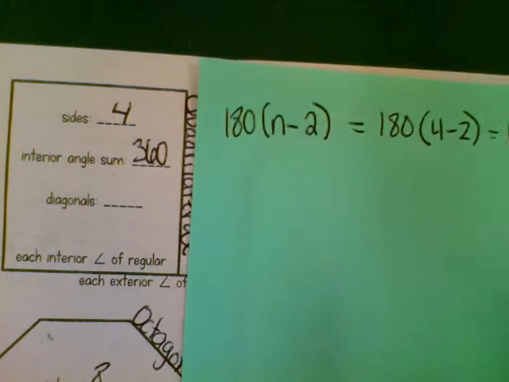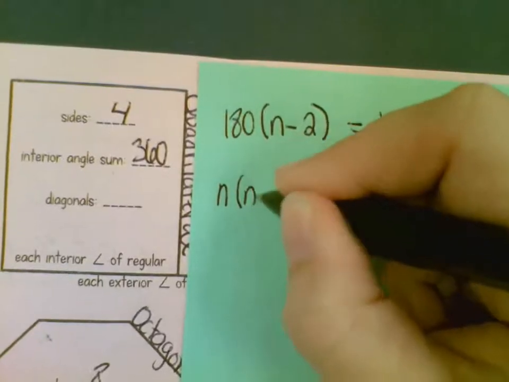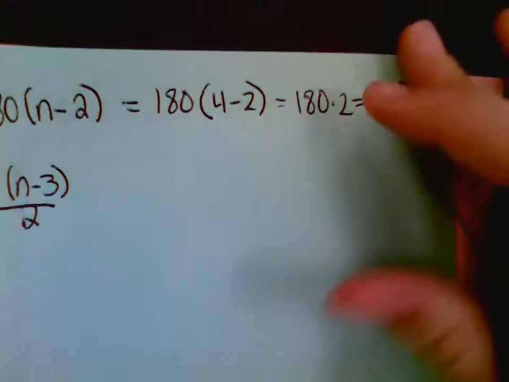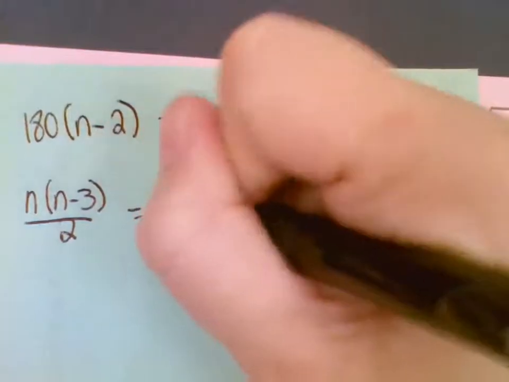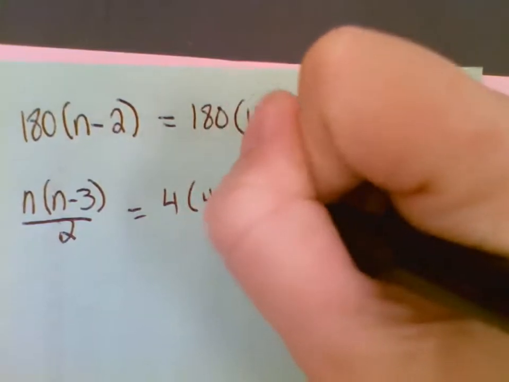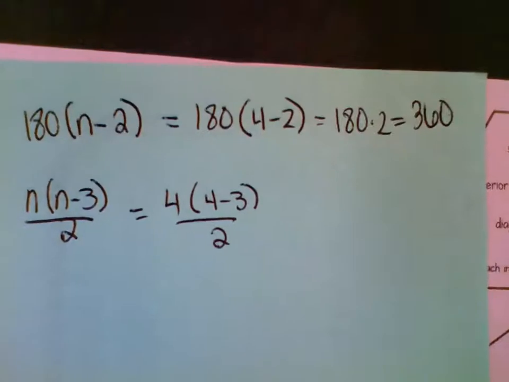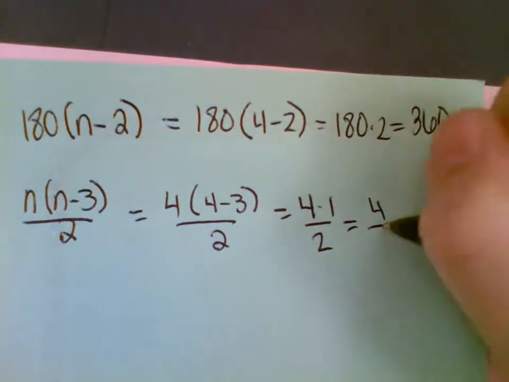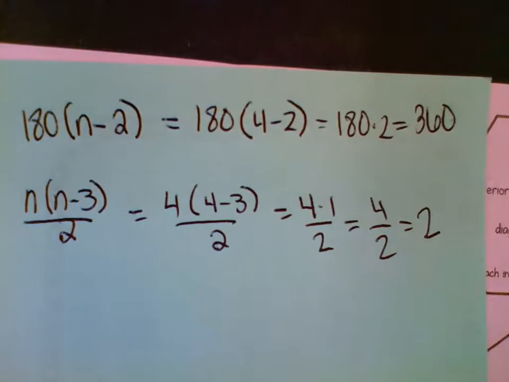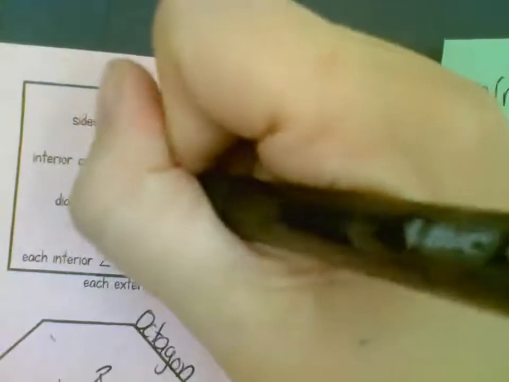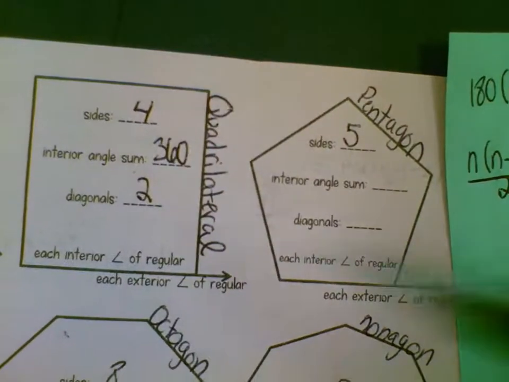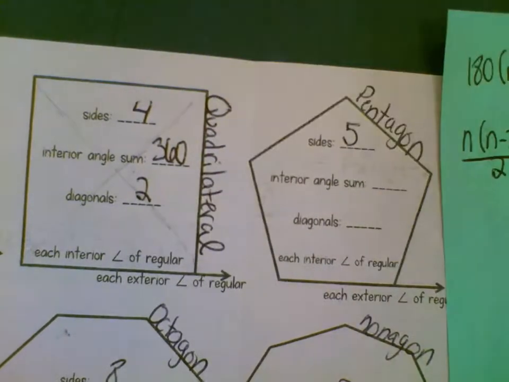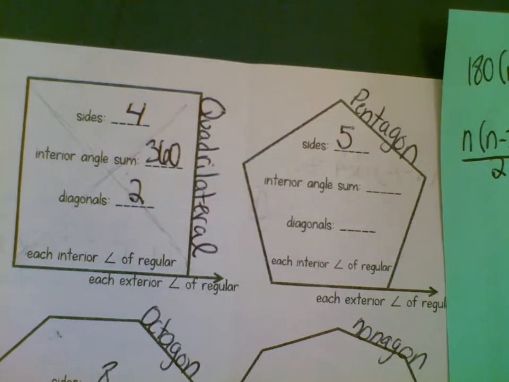Okay, so let's find the number of diagonals. So that formula was n times n minus 3 over 2. So our value for n is 4. So we'd have 4 times 4 minus 3 over 2. Do parentheses first. So 4 times 1 over 2. 4 times 1 is 4. So that means that there's 2 diagonals in a quadrilateral. And if we wanted to sketch those in so you can see what they would look like, we go from corner to corner. So those would be your diagonals. So those are the only non-adjacent vertices you can connect. So that's why there's 2.